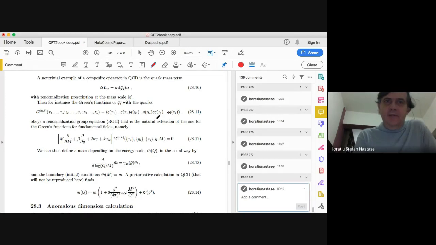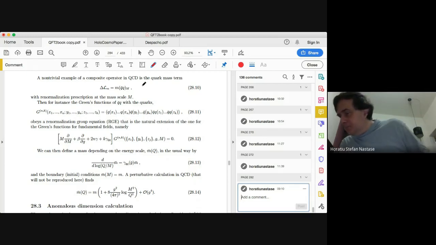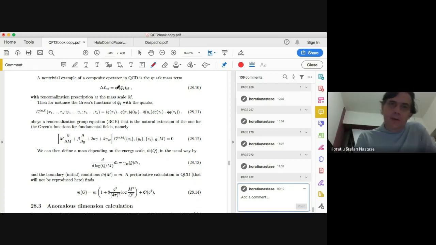A non-trivial example of a composite operator in QCD is the quark mass term. So Q bar Q multiplied by m. And Q bar Q would have a VEV, and that's what I call the quark condensate. So it's a non-trivial object.